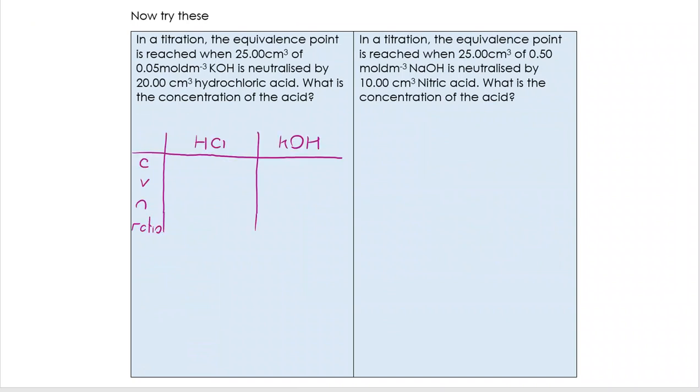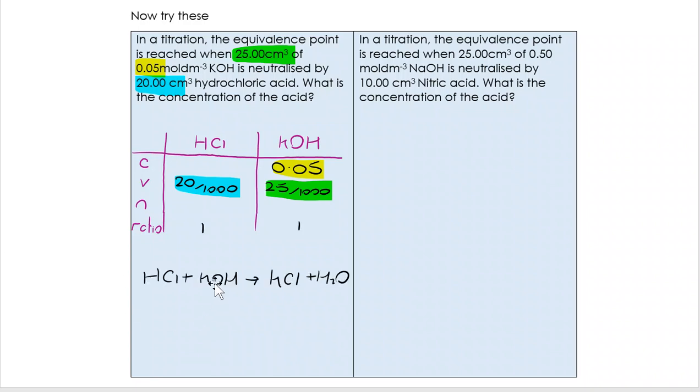So I'm going to start by drawing my table, C, V, N and ratio. I've got my HCl and KOH. I'm going to take the data that's provided by the question. You can see from the colours where I've taken those from, and you can see that I've converted my volumes to decimeter cubed. Because concentration is in moles per decimeter cubed, volume must be in decimeter cubed. I'm also going to put the equation up. This is a 1-to-1 ratio of HCl and KOH.